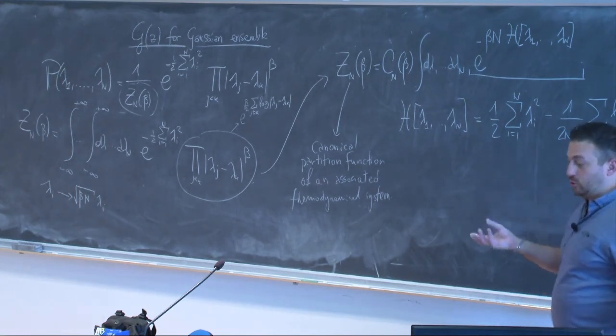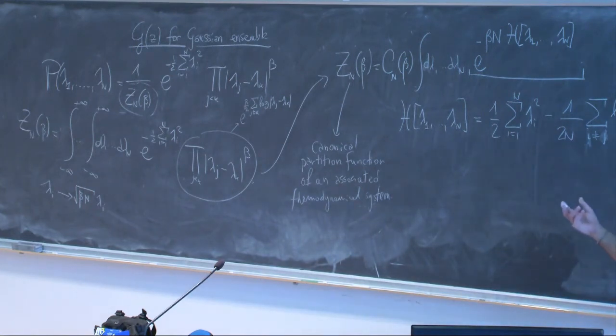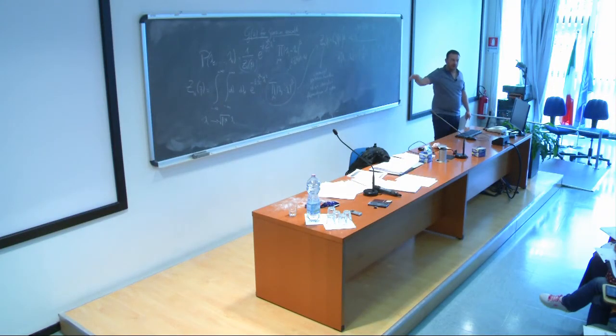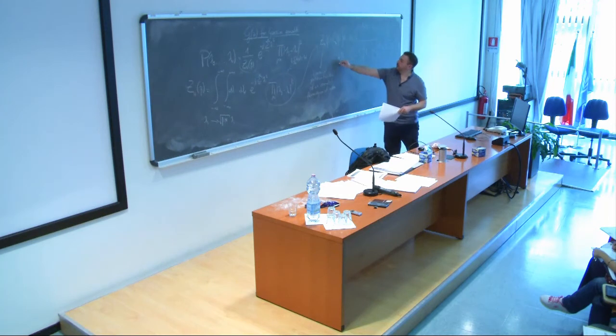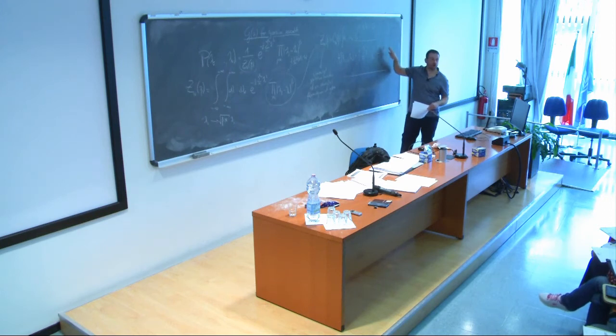So one of the great advancements in the field was when people realized that the eigenvalues of random matrices, in this case Gaussian random matrices, but the concept is much more general, can be viewed as an associated thermodynamical system. So we can treat eigenvalues as a gas of interacting particles. And what is the corresponding Hamiltonian? The Hamiltonian contains two pieces that are in competition. There is a quadratic part and an all-to-all interaction part.